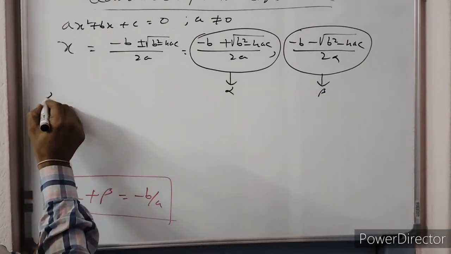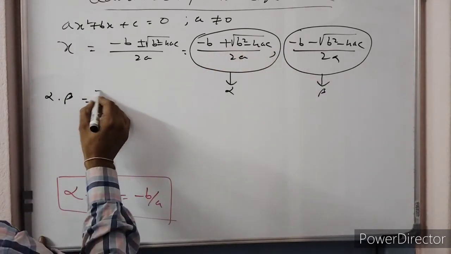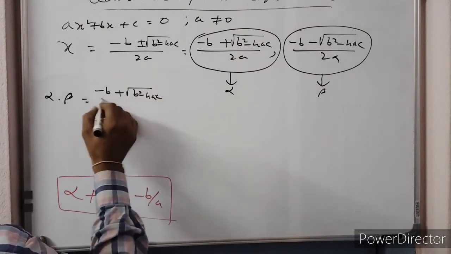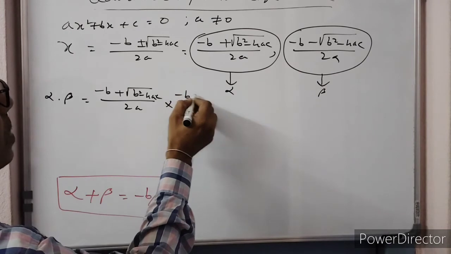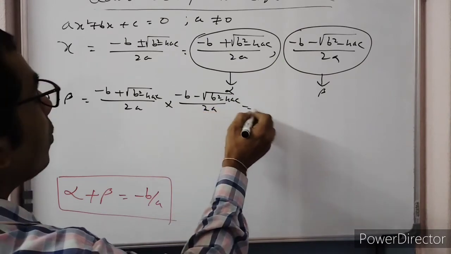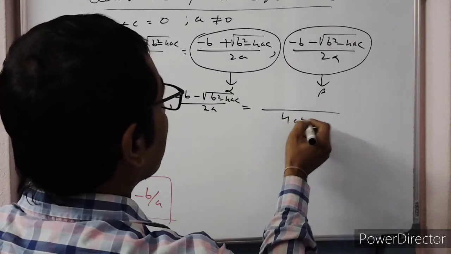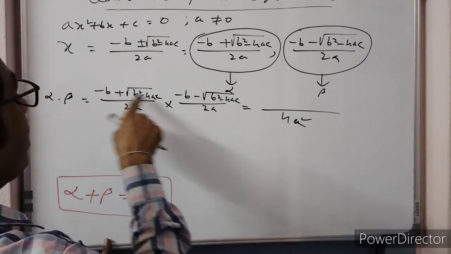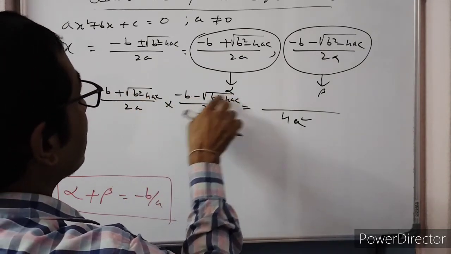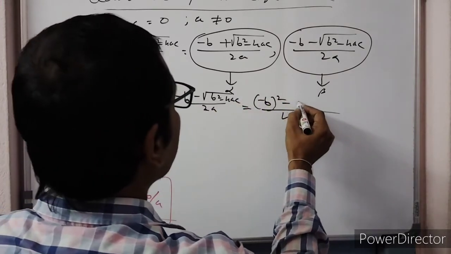Now the product of the roots, alpha into beta: just multiply these two terms, (minus b plus root over b square minus 4ac) by 2a into (minus b minus root over b square minus 4ac) by 2a. If we multiply them, 2a times 2a means 4a square, and in the numerator we have (a plus b) into (a minus b) formula: minus b plus root over b square minus 4ac, minus b minus root over b square minus 4ac, that is a plus b into a minus b, the a square minus b square formula.